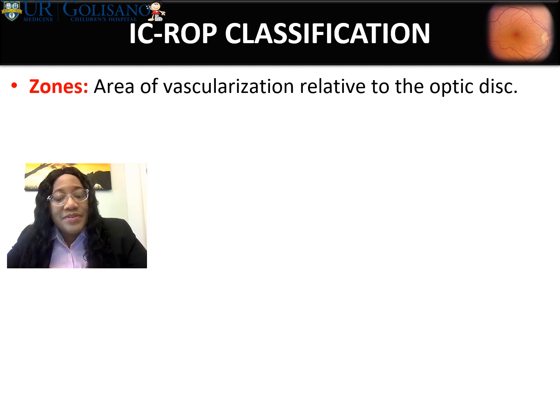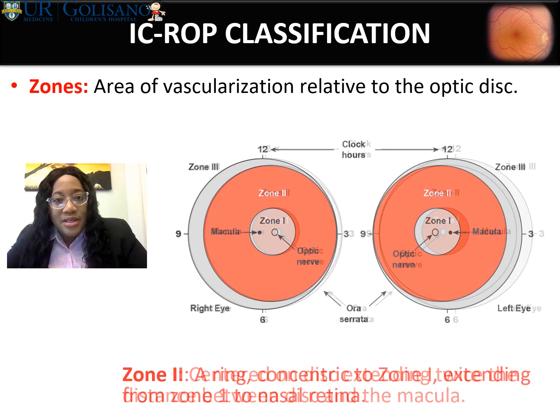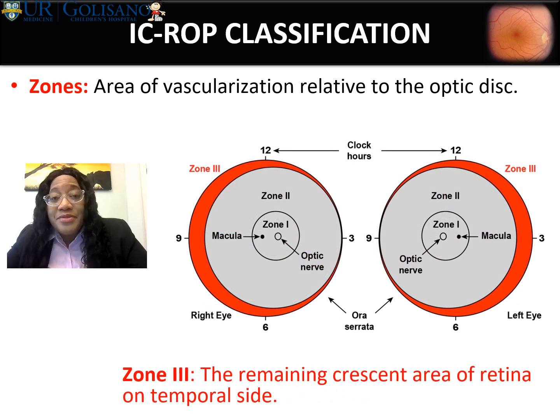Now to the clinical classification of ROP. Zones refer to the area of vascularization relative to the optic disc. Zone 1 is a concentric circle centered around the optic disc and 2 disc diameters temporally to include the macula, which is the point of sharpest vision and color vision. Zone 2 is a concentric ring around Zone 1 extending from Zone 1 to the nasal peripheral retina. Zone 3 is the remaining crescent-shaped area on the temporal retina, as we can see.